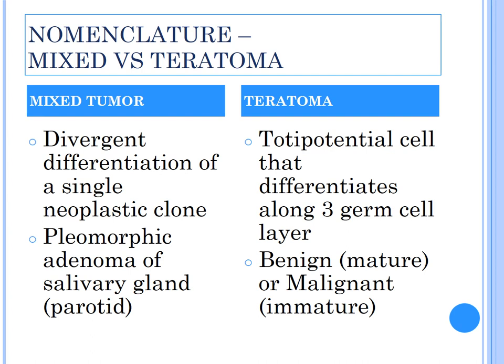So, it will differentiate along three germ layers, the ectoderm, the mesoderm, and endoderm, and it can also be benign or malignant. Now, when it is mature, benign, the tissues that you will see in that tumor are all benign. But when they have malignant characteristics, then it is usually the immature type. And you can have a malignant teratoma.